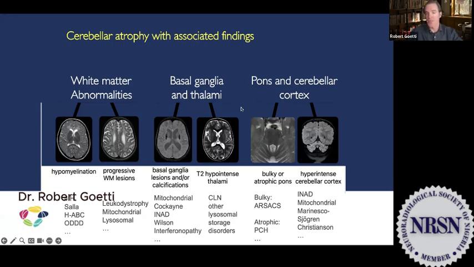Then we also want to look at the pons and cerebellar cortex. If the pons is bulky, there's really only one major differential, which is RARS-related disease, and if it's atrophic, then we're thinking about PCH. For cerebellar hyperintense cortex, this was originally described to be pathognomonic for INAD. However, as in so many cases where things were described as pathognomonic, later on we found out that a bunch of other diseases can have the same appearance, such as mitochondrial disease and Marinesco-Sjögren syndrome.